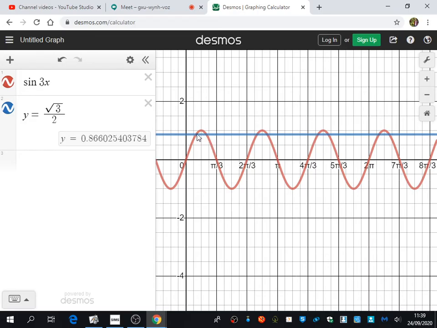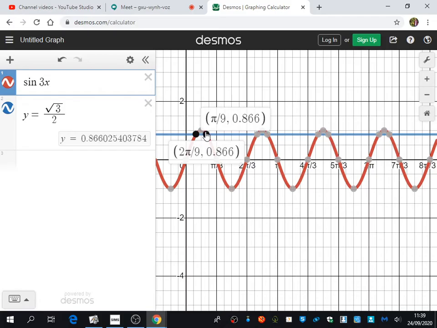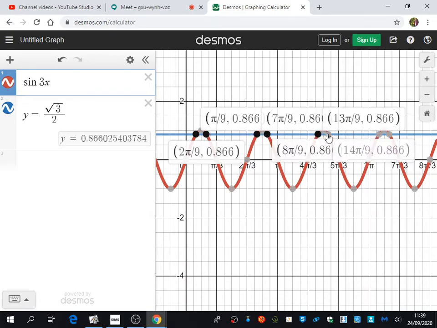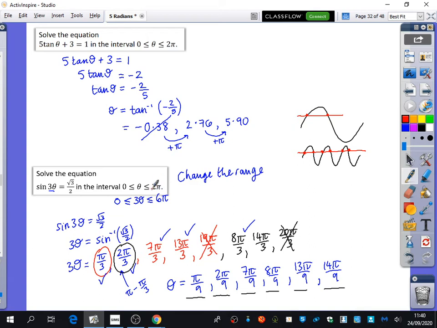So the red graph is sine 3x, or 3 theta, and we're only interested up to 2 pi. And so all the places where it crosses is where the solutions are. So you can see I have pi over 9, 2 pi over 9, 7 pi over 9, 8 pi over 9, 13 pi over 9, and 14 pi over 9. As soon as I get to this one, I get 19 pi over 9, and 19 pi over 9 is bigger than 2 pi, because the question said that the range had to be less than 2 pi.